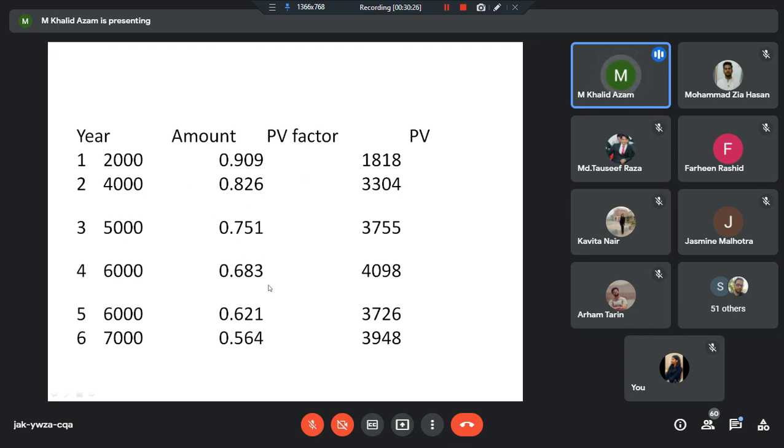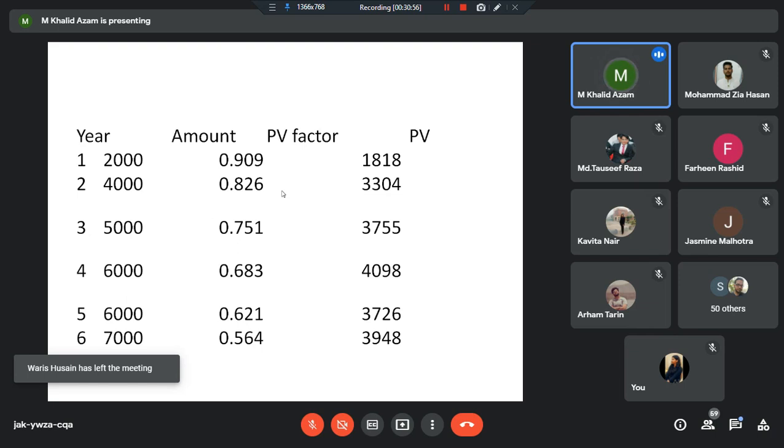So for different periods: 0.909, 0.826, 0.751, 0.683, 0.621. So this is the figure, and we are in a position to calculate the present value. Simply, we multiply 2000 by this factor. If we do not know this factor, the calculation is not difficult. Why? Because we have the formula 1 divided by 1 plus r to the power n. That will give you the factor.